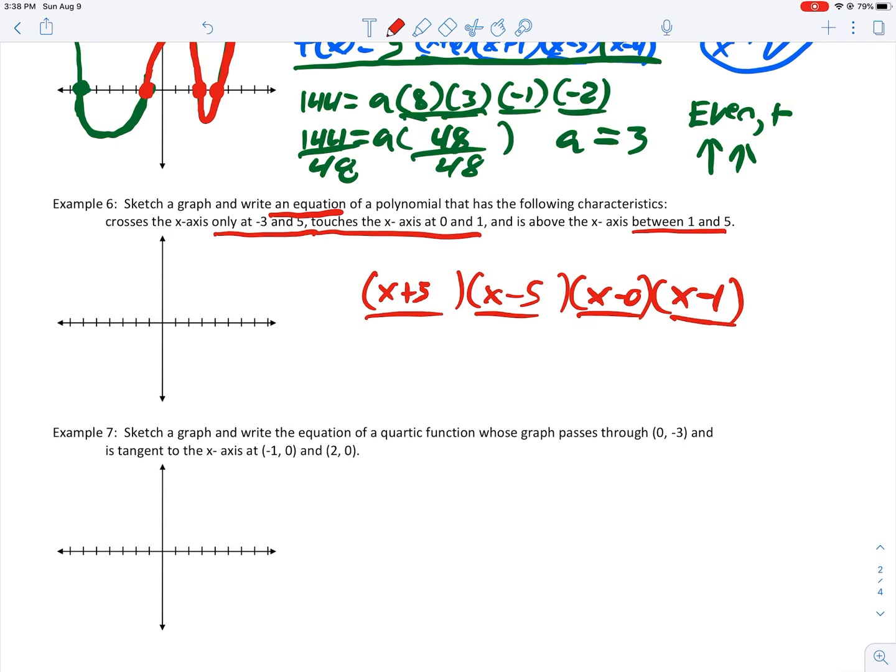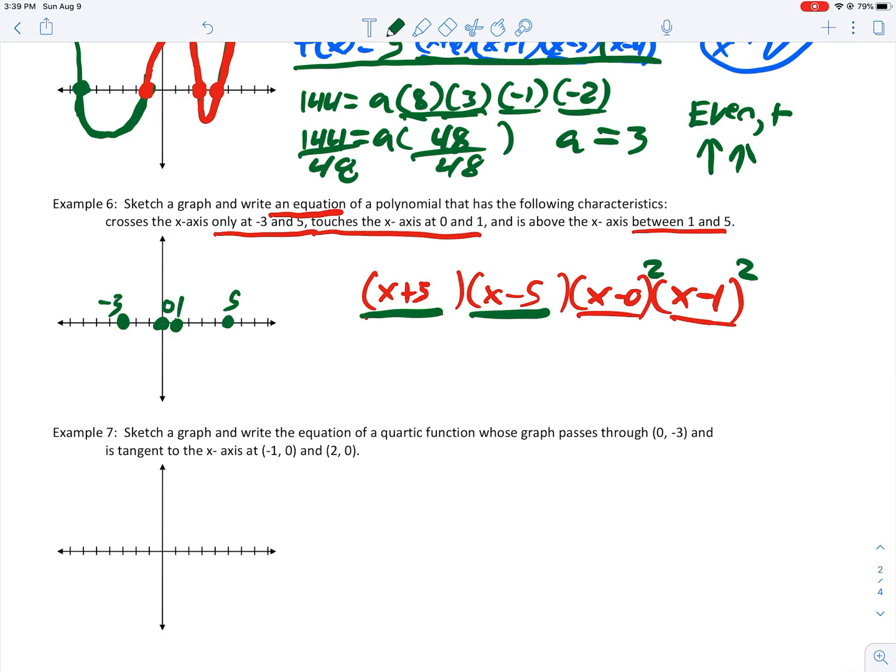So it crosses at -3 and 5. It touches at 0 and 1, so these have to be squared. So we have -3, we have 5, we have 0, and we have 1.